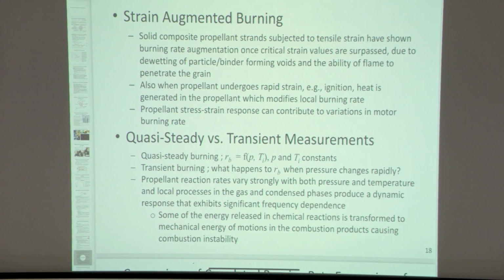In quasi-steady versus transient measurements, we've said that the burning rate is a function of pressure and the initial temperature. And if I have variations in the pressure in say my chamber that have some frequency, that's going to basically affect the burning at the surface. And what I'll show you later is it basically depends on the time constant for heat transfer in the condensed phase versus heat transfer in the gas phase, how quick they change with the pressure variation, and also how quick does the burning at the surface change with that pressure.